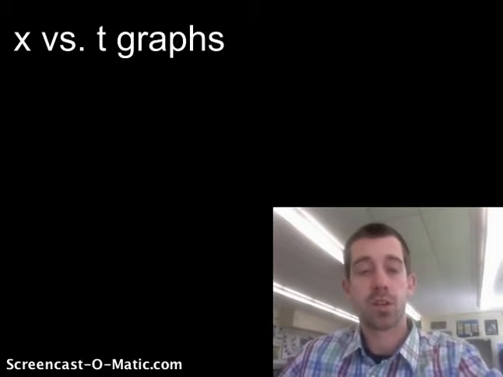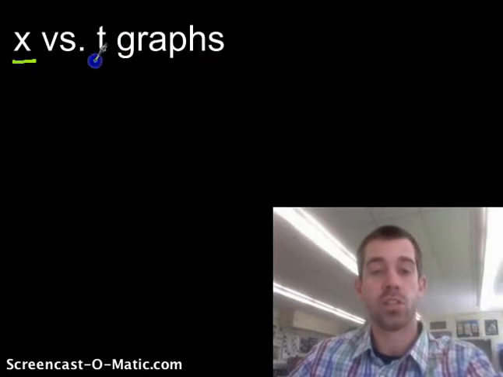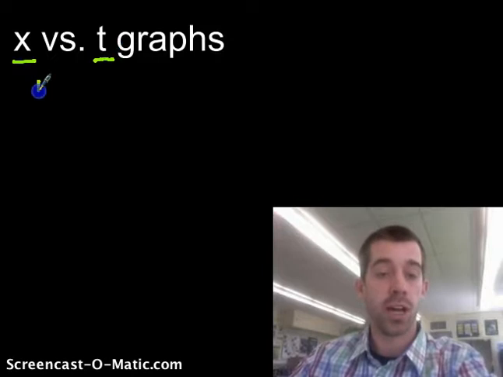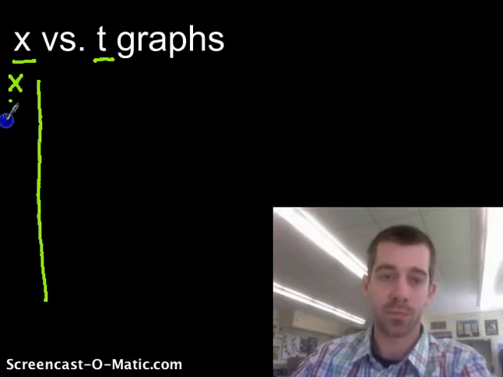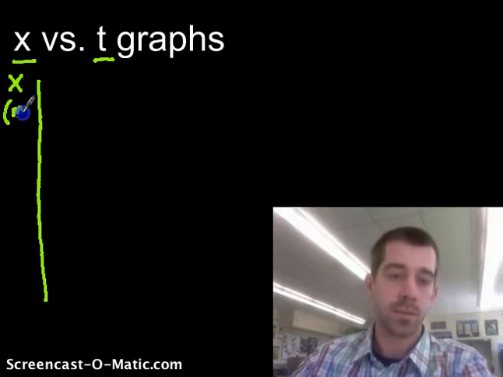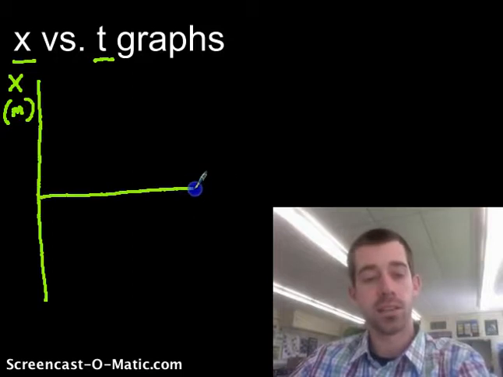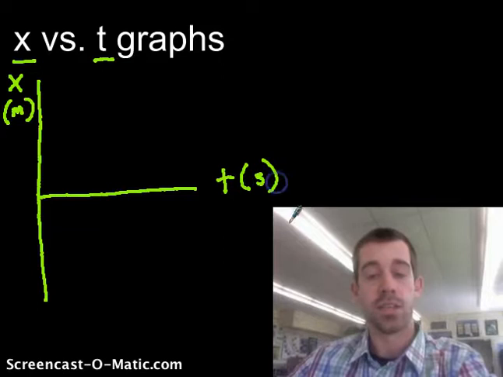The first kind of graph we're going to be drawing is a x versus t graph. Remember, that means position versus time. So you're going to be drawing position on the y-axis. Now that's a little weird. Notice that means we need to label our y-axis x, because x stands for position. So position in meters, and then we'll also be labeling the x-axis t for time in seconds.